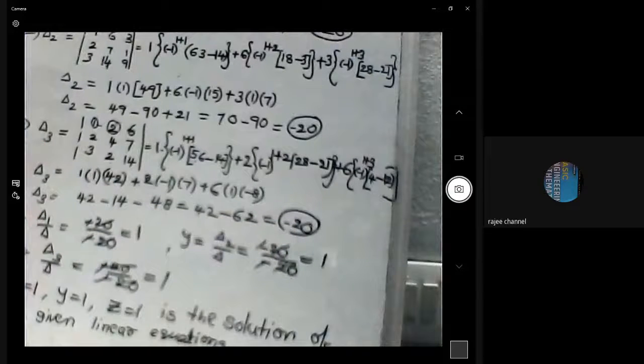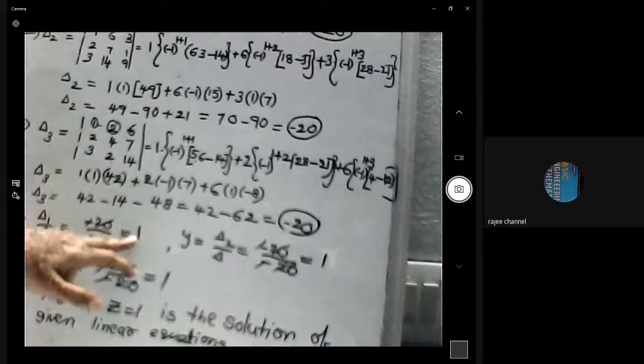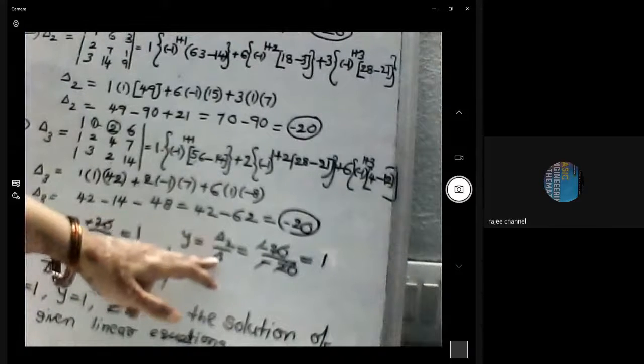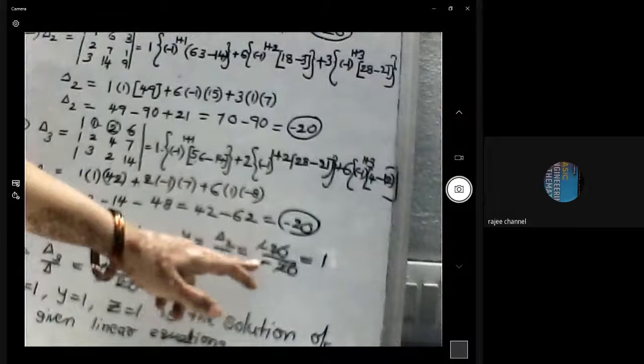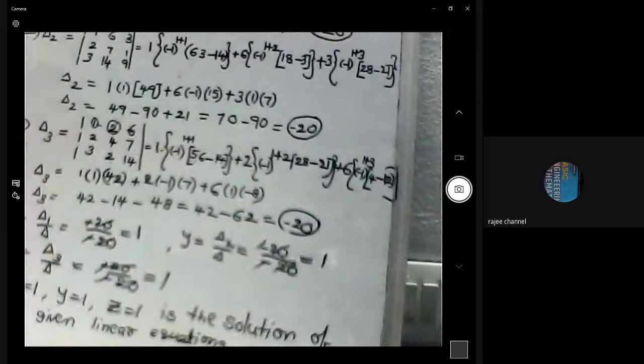So now we can find x, y, z. X equal delta 1 by delta, that is minus 20 by minus 20. We got 1. Y is equal to delta 2 by delta, that value is also minus 20 by minus 20. So we got 1. Next z value. Z is equal to delta 3 by delta. So that is equal to minus 20 by minus 20, which is equal to 1. So x equal 1, y equal 1, z equal 1 is the solution. Okay.